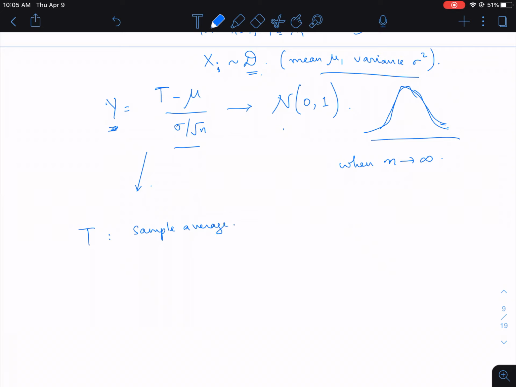Right, so this is telling us that if I look at this sample average, the distribution of t looks very similar to a normal distribution of mean mu and variance sigma squared by n. Okay, so these two statements are the same.